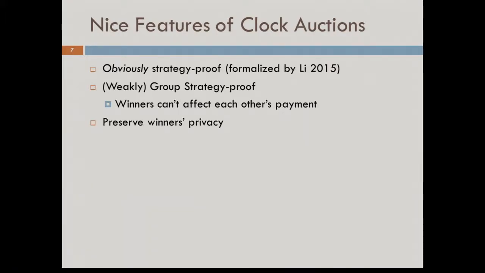Also, these auctions preserve winners' privacy. A loser will actually have to report his exact value, because the point at which he drops out determines his value. However, winners don't need to report exact values. They just need to say, yes, I'm willing to accept that price. And in some sense, we can show, and I'm going to show, that this is really the most we can do about preserving winners' privacy.